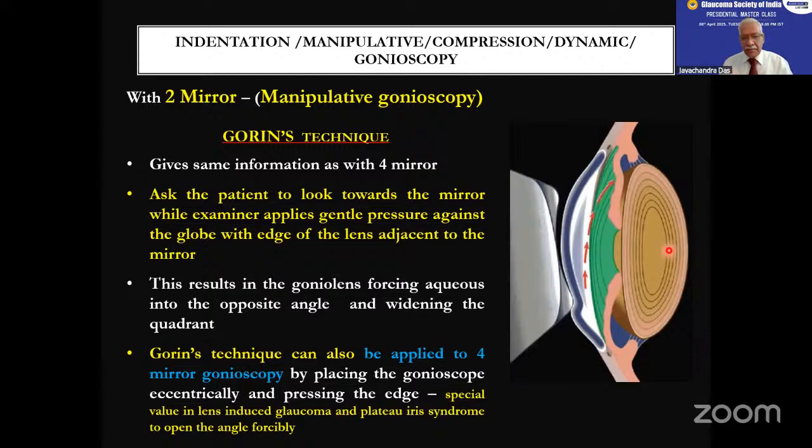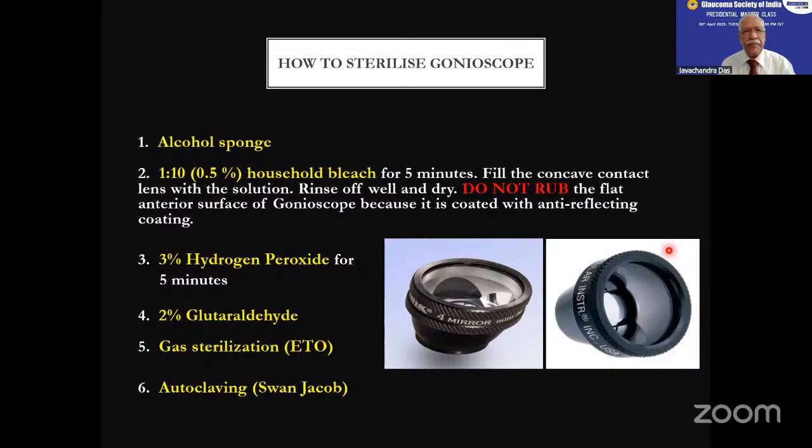And this gives the same information as the 4-mirror gonioscope. Many questions are whether you can sterilize it, various methods and that, but the simplest way is an alcohol sponge, available very easily, very cheap, and you clean it with the alcohol sponge. After the sponge, you see that the alcohol doesn't get into the cornea, and you should wash it with the antibiotic solution. But take care that we are not cleaning the flat surface. Don't drop the flat surface, because that is containing the anti-reflecting surface coating.